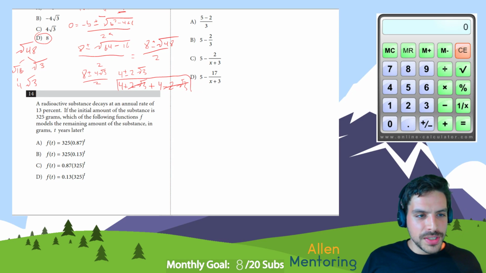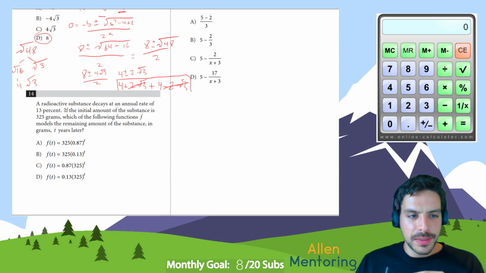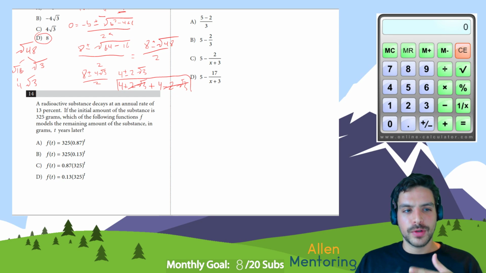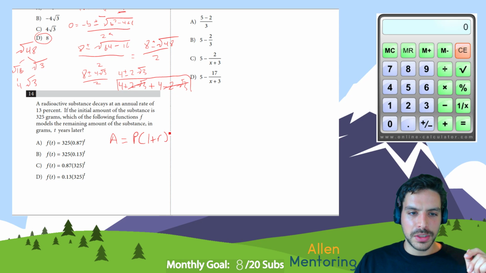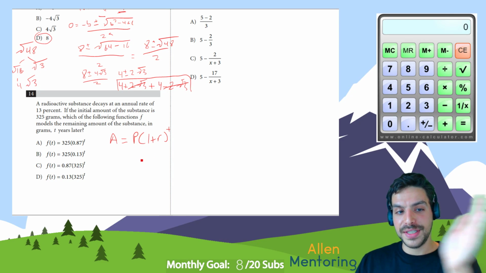All right, 14. A radioactive substance decays at an annual rate of 13%. If the initial amount of substance is 325 grams, which of the following functions models the remaining amount? So if you were here on Tuesday, you remember I taught simple interest, and simple rate. And this is actually done in the exact same way. All right, so this is the formula for simple interest. And this is actually also the formula for growth and decay.